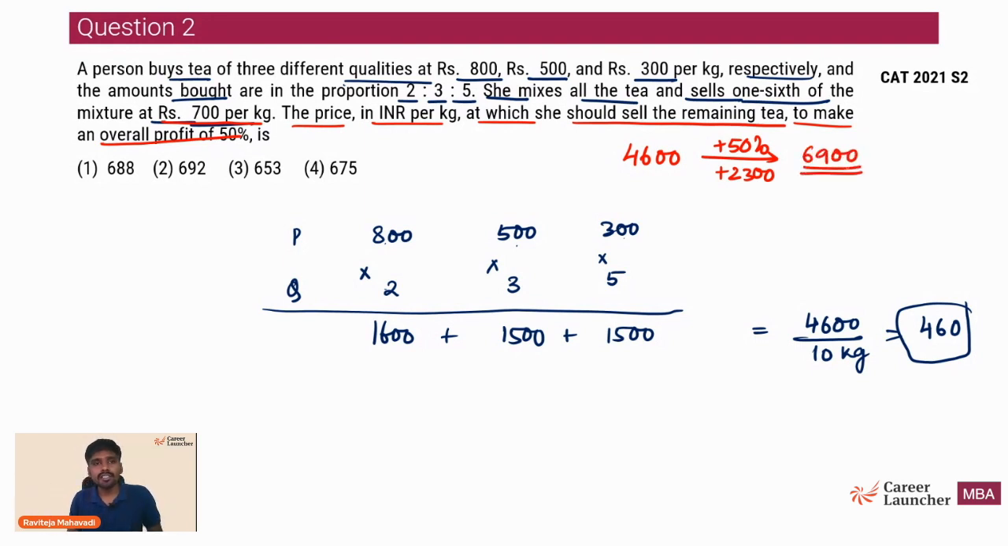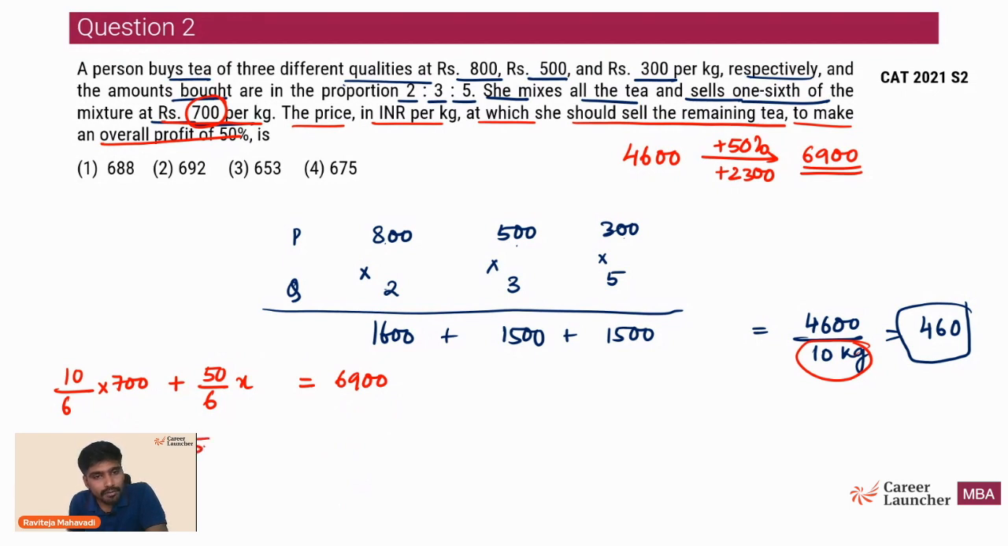Total selling price should be 6,900, out of which we know, out of 10 kg, one sixth she sold at 700 per kg. So 10 by 6 kg is sold at 700. The remaining 50 by 6 kg, if you remove 1/6 out of 10 kg, has to be sold at, let us say, x rupees, to make a total selling price of 6,900 rupees. That is what we have got. So if you solve this, you will find x.